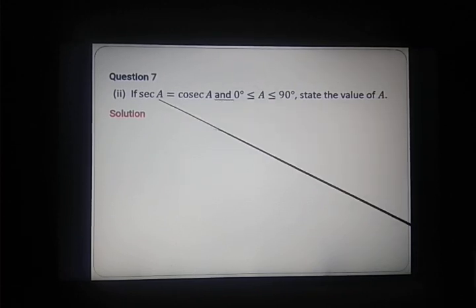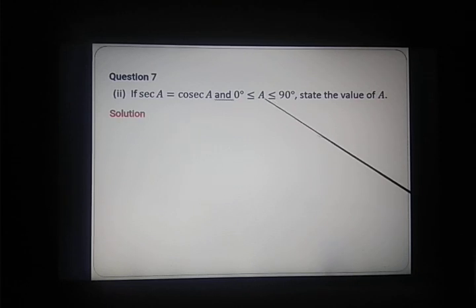So sec A is equal to cosec A, and A is lying in between 0 and 90 degree. So basically this is my 90 degree and this is my 0 degree. So in between these two, the angle will be somewhat like this. That means A is an acute angle. Now sec A is equal to cosec A. So this is given to us, so we need to find the value of A.